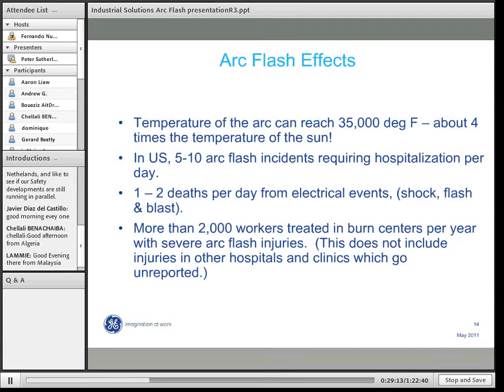Now, the temperature in an arc flash can reach 35,000 degrees Fahrenheit, and that's about 4 times the temperature of the sun. Now, we can convert that into Celsius. Just a minute here. Unit conversion number. I'm looking at my calculator here. Fahrenheit to Celsius.